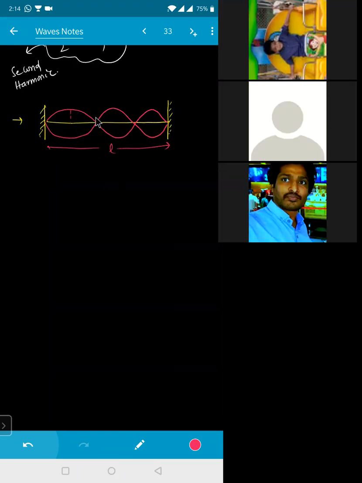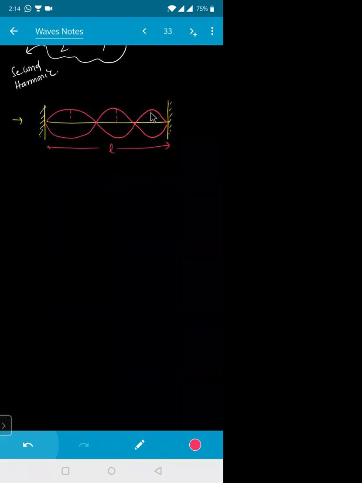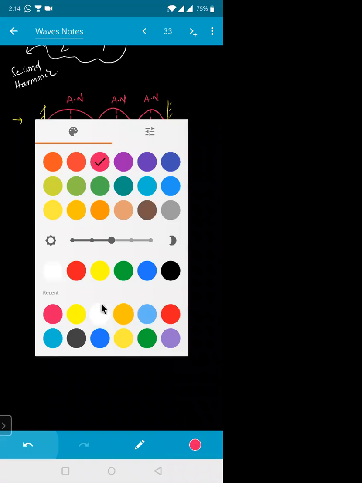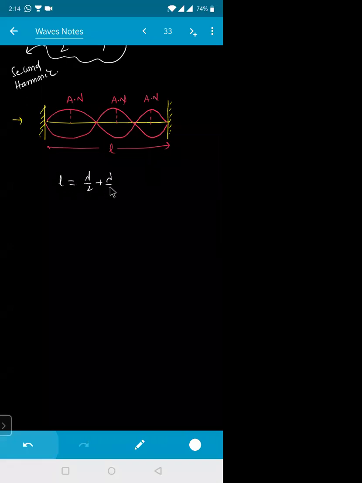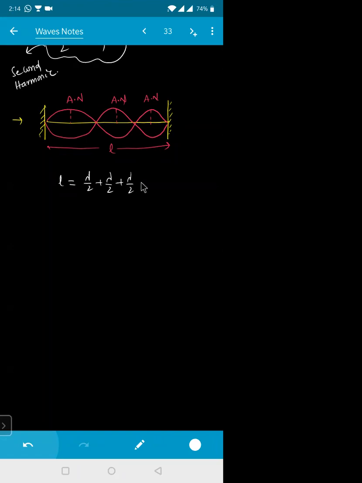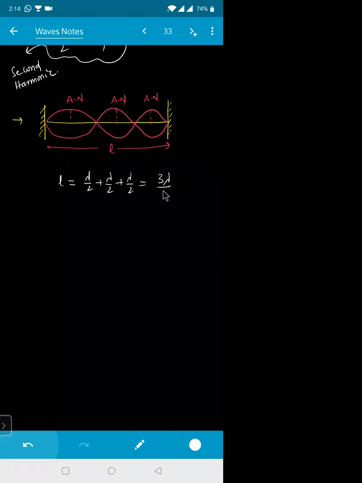So this will be your antinode. This will be your antinode. This will be your antinode. So this is the position of antinode, this is the position of antinode, this is the position of antinode. Okay. So total length will become how much, beta? Can anyone tell? Lambda by 2. L is equal to lambda by 2 plus lambda by 2 plus lambda by 2. So this will become 3 lambda by 2.